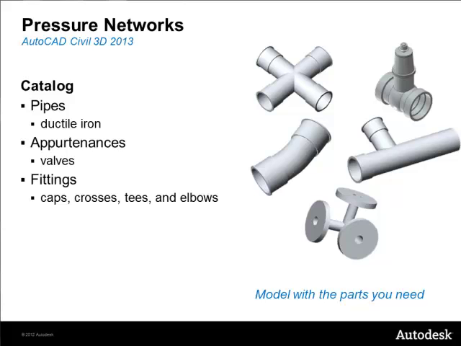Many types of civil infrastructure projects require pressure pipe networks for both water and sanitary sewer design. Civil 3D 2013 introduces pressure networks, including a large, out-of-the-box catalog of pipes, appurtenances, and fittings in a variety of materials and sizes. This intelligent 3D object helps you to build and document detailed pressure network models.